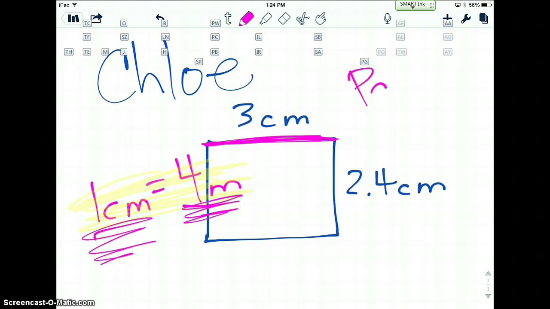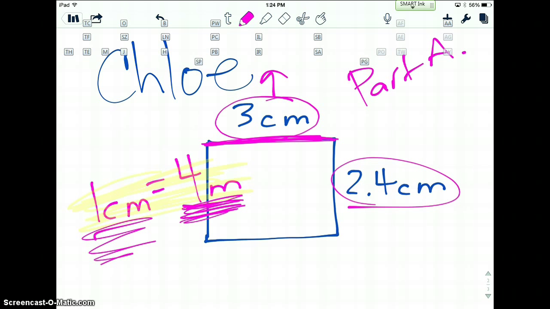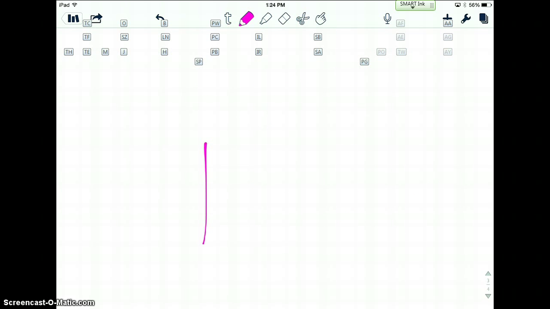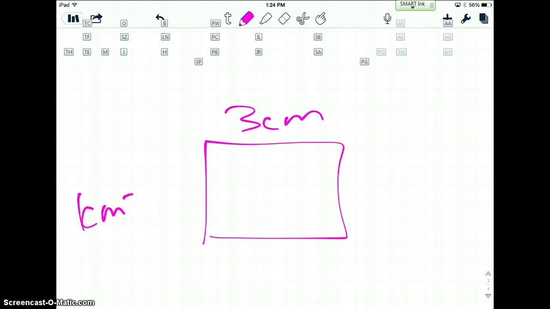So in part A, I need to get what 3 centimeters is in real life in this gym floor. And then what is 2.4 centimeters going to be in actuality with the real gym floor by making use of this scale. So let's try this. Part A, 3 centimeters. So if we first look at that one, we know every centimeter is worth 4 meters.